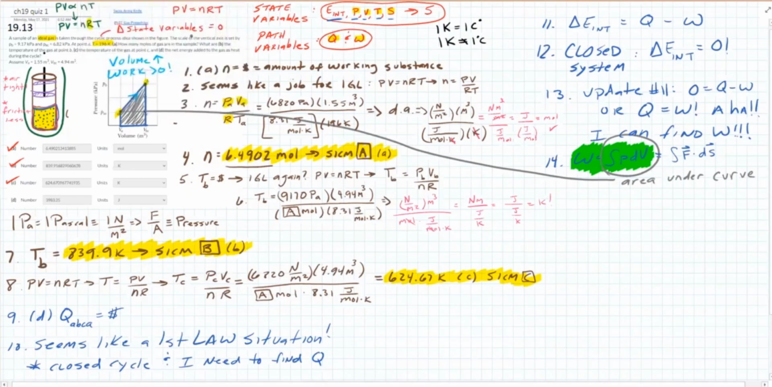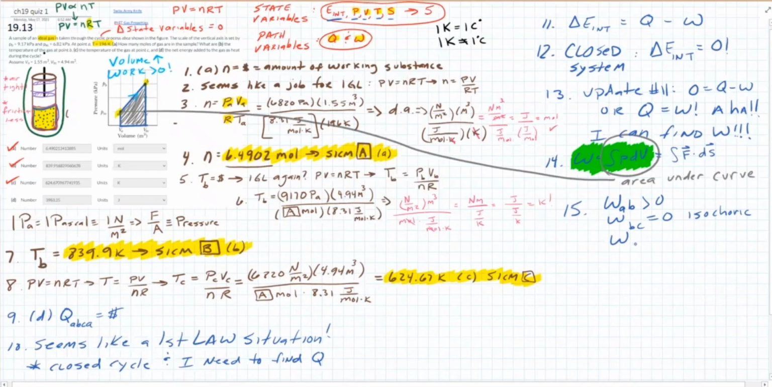The question asked us, what's the net amount of heat added from A to B to C back to A? So number 15, this is positive work. Check this out. The work from A to B is positive because the volume's increasing. The work from B to C is equal to zero. That's isochoric. It's not that the force is zero, but there's no change in volume. If nothing moves, then there's no work done, even if the forces are not equal to zero.